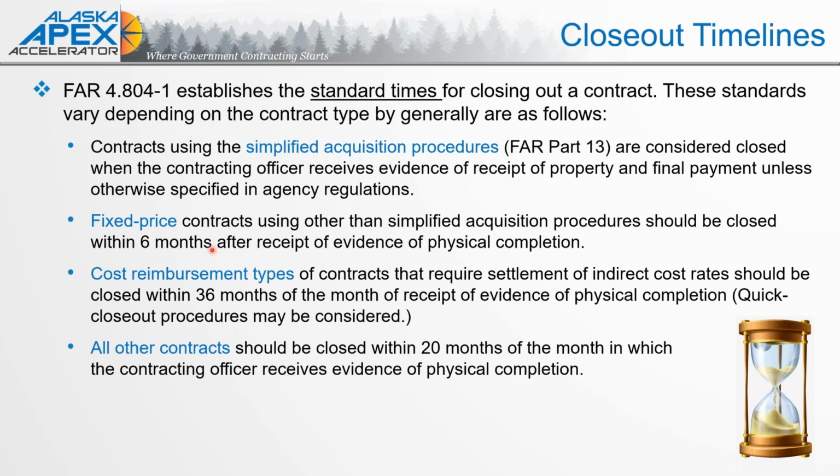For fixed price contracts, that contract closeout, the contract should be closed out within 6 months after receipt. And then, of course, with cost reimbursement, we're looking at a 36-month window of when it should be completed. And in this case, what they're allowing for is that final audit and evaluation of indirect costs to be determined and approved for that actual cost reimbursement.